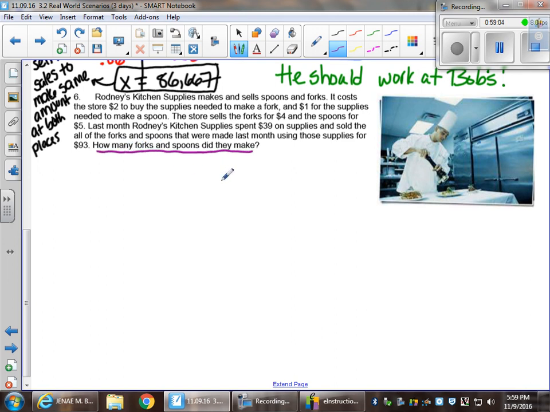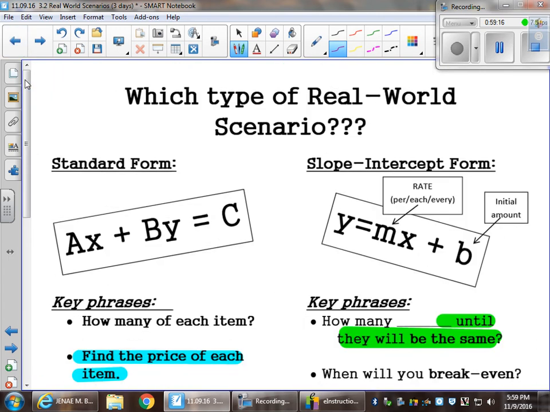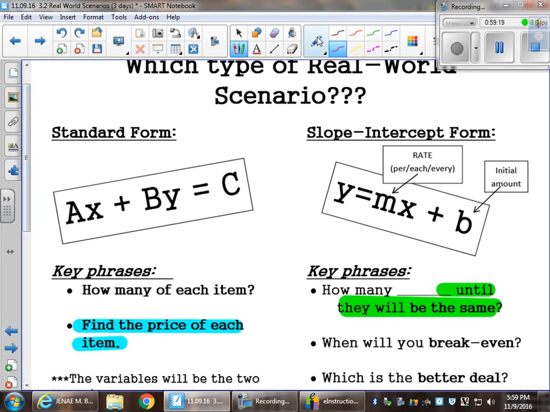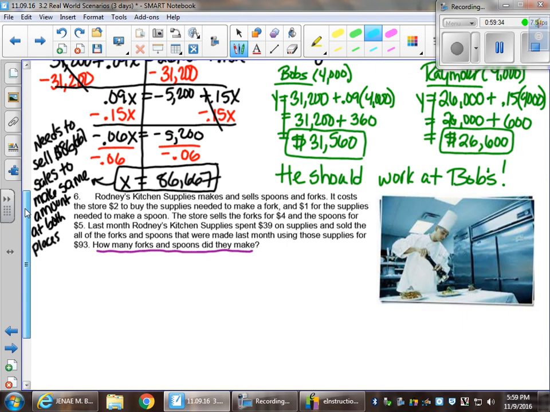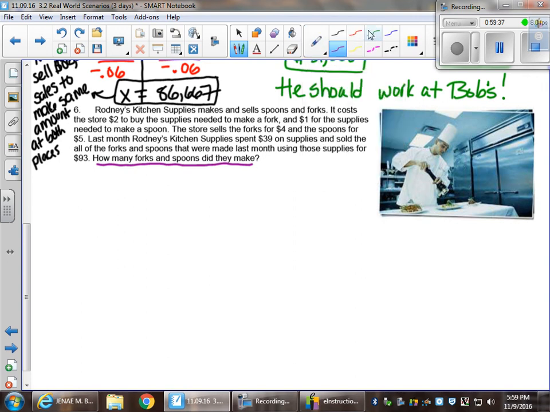Based on that question, I can figure out what kind of system this will be. Which kind of system do you use for how many of each item? Go look at your worksheet. Which of these on the worksheet talks about how many of each item? I see it. Do you see it? I see it right here. How many of each? So right away I know I've got an AX plus BY equals C system. So coming back over here, I'm going to write that down. AX plus BY equals C system. It's going to guide my thinking for what we write.